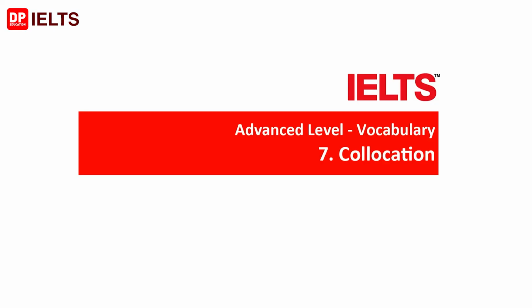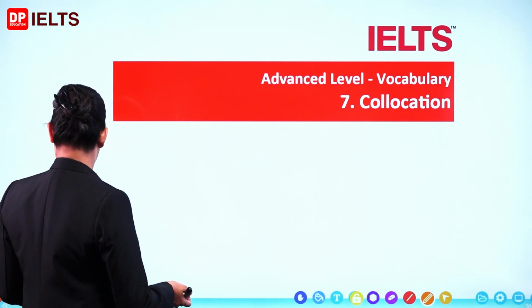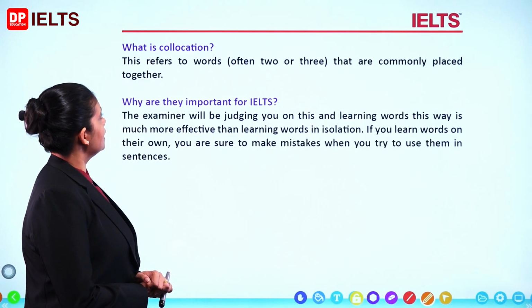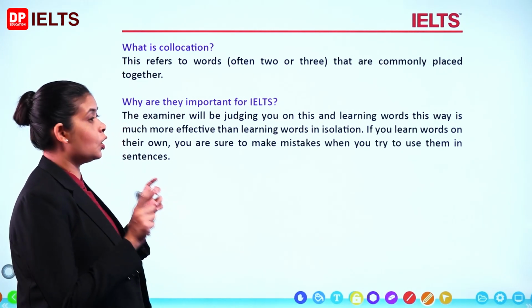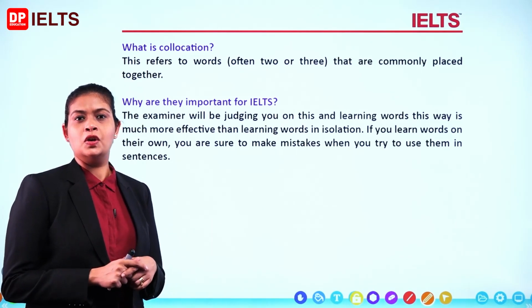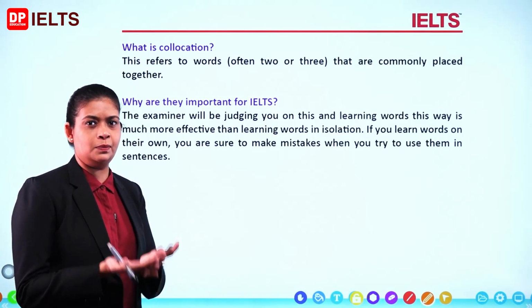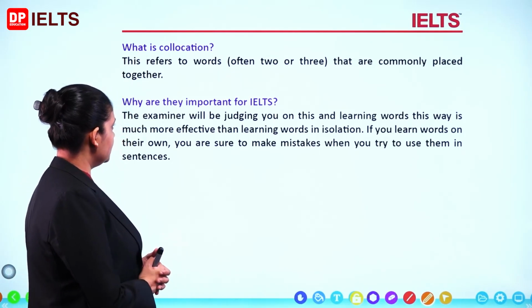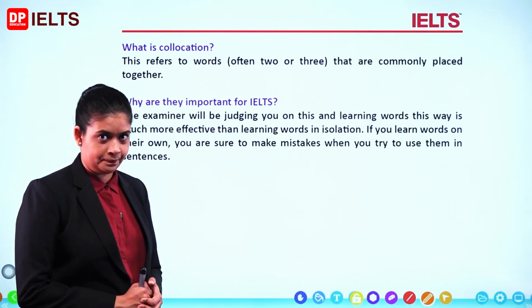So today in our advanced level vocabulary lesson, we are going to focus on collocations, right? So what is a collocation? Collocation usually refers to two or three words which are commonly used together. There is no specific rule for it, but usually we use these words together. Now, why are they important for your IELTS exam?